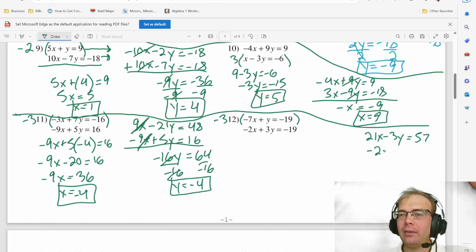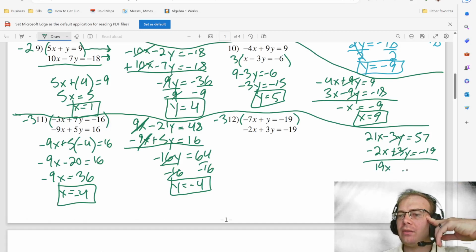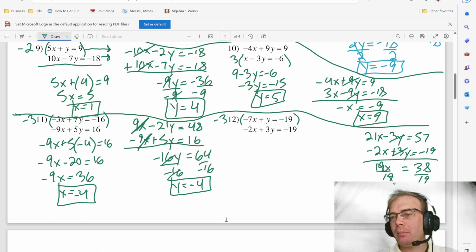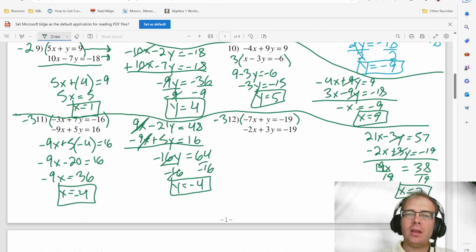Let's see. Okay, so -2x plus 3y, -19. All right, so 21 minus 2 is 19. And that's going to cancel because we want it to, because it does. 57 minus 19. Yeah, that works. Okay. Boom, boom. That's 2.